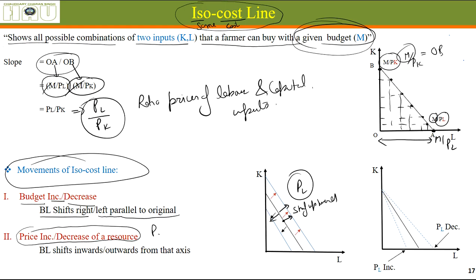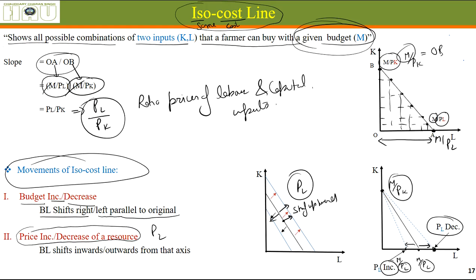Let's say the price of labor changes. Price of labor has reduced. Earlier he was buying M by PL, but the price has reduced now, so he can buy more quantity of labor. So the iso-cost line will move out to the right from that axis. If the price of labor increases, his total budget can buy fewer labor units, so the iso-cost line will move towards the left from that axis only, because the price of this has not changed at all.